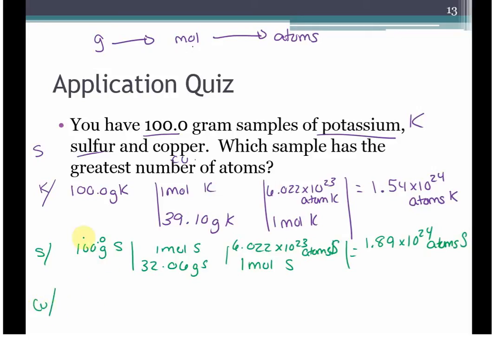For copper, we have 100 grams. I should change my color, but that's okay. We know from the periodic table every time we have 63.55 grams. You know what? I'm going to change this, actually. I want to change this to silver.